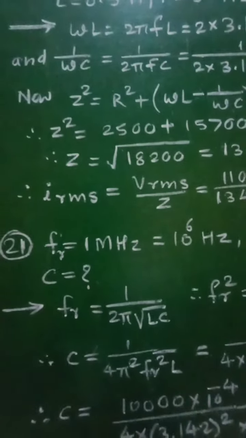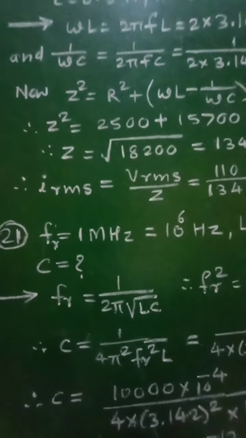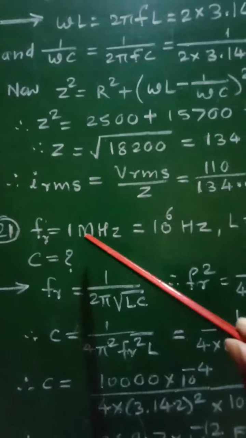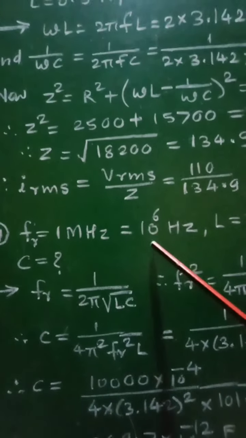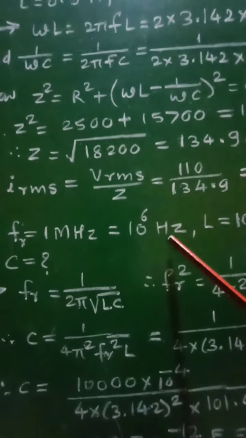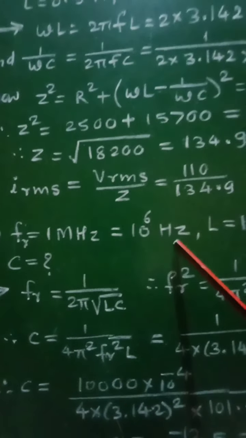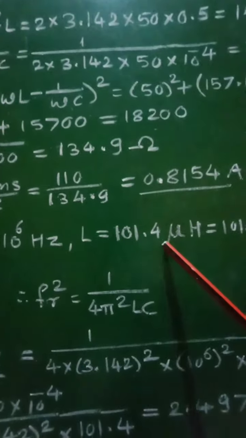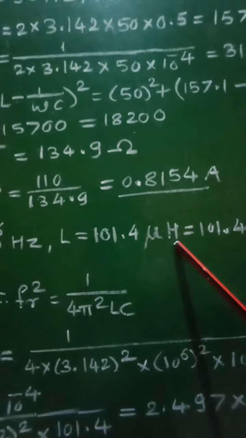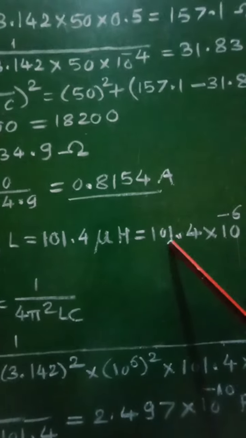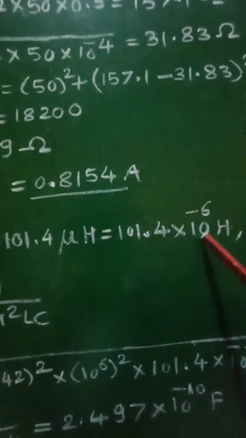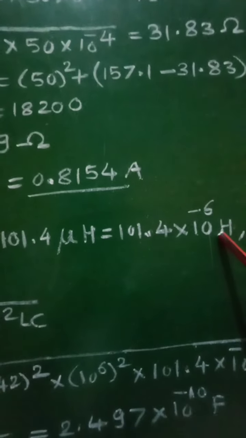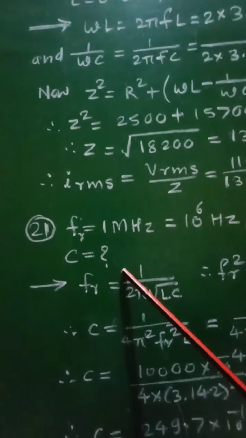And therefore for this numerical, frequency Fr is equal to 1 megahertz, which will be equal to 10 raised to 6 hertz. Then inductance L is equal to 101.4 microhenry, which will be written as 101.4 into 10 raised to minus 6 Henry. And we have to find out the capacitance C.